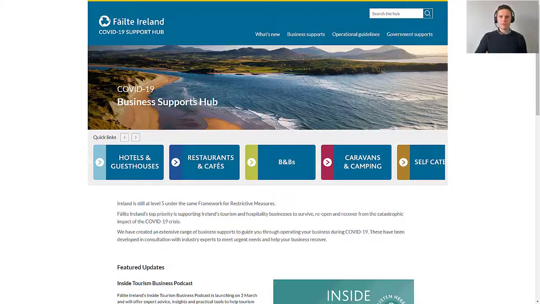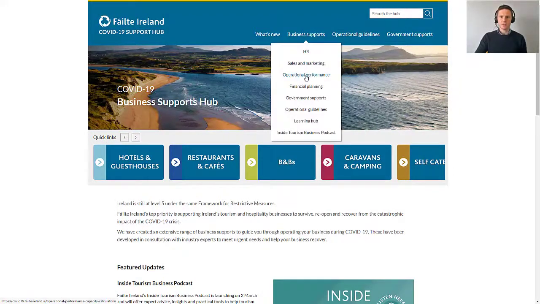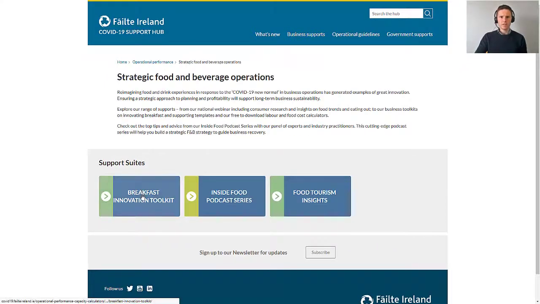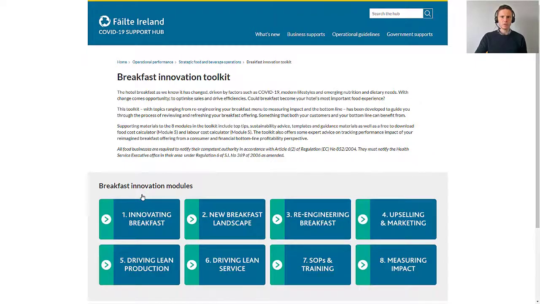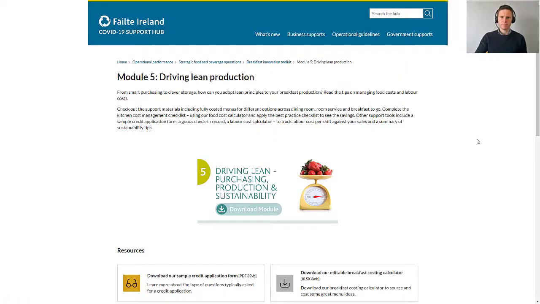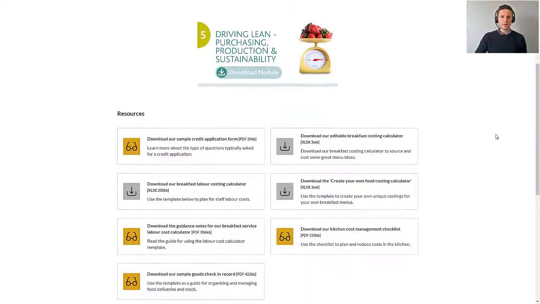As part of Fáilte Ireland's business supports, this calculator has been developed to assist hotels and restaurants in running an effective and efficient breakfast service labour model. This is part of an overall suite of supports called Driving Innovation, Revenues and Efficiencies in Food and Beverage. The calculator is located here on the Fáilte Ireland website.